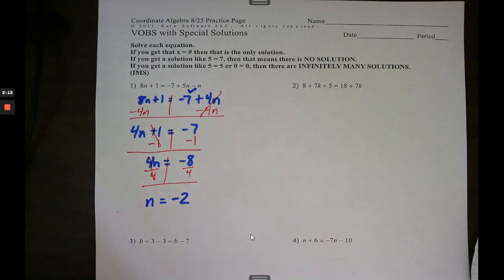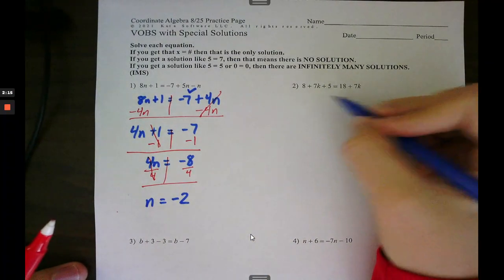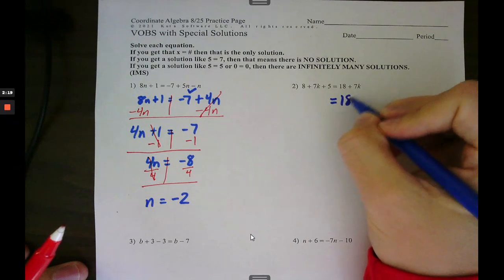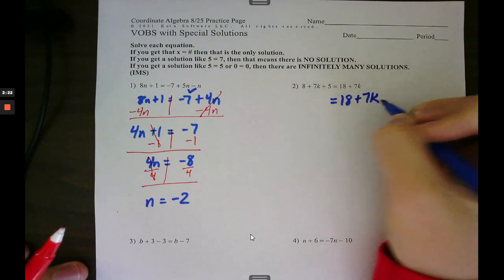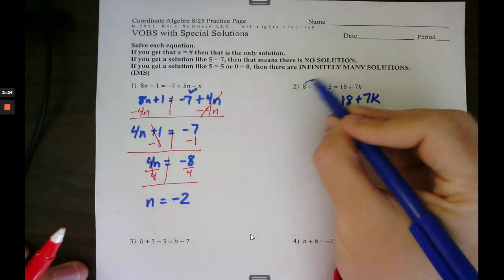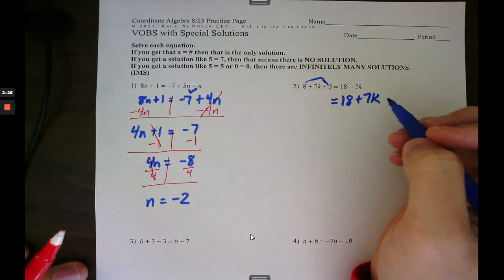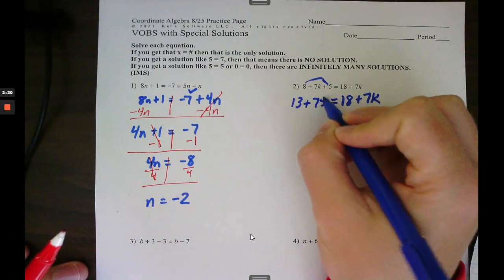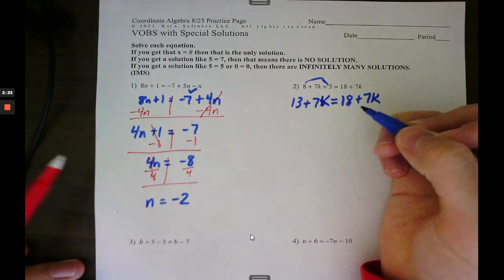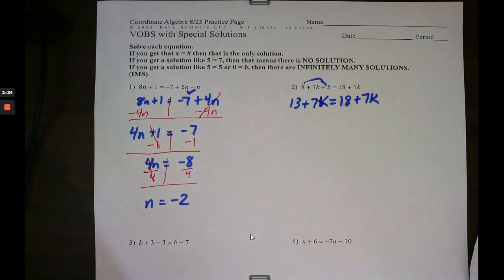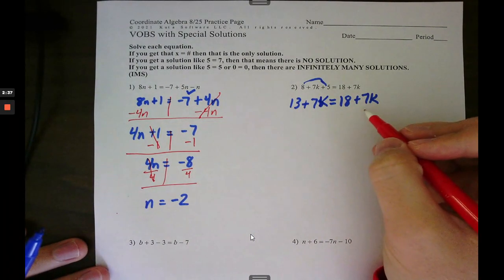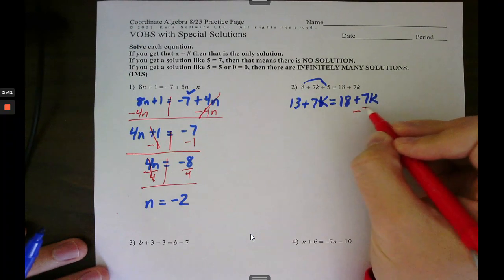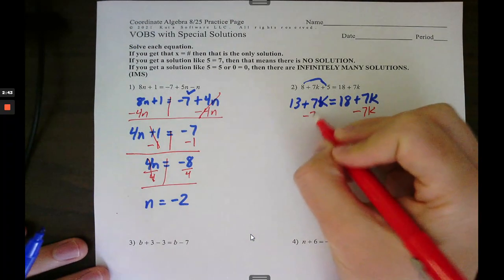Okay? Number 2. Again, look for any like terms. I don't have any on this side, so I know it's going to come down the same. And on this side, the 8 and the 5 are like terms. So 8 plus 5 is 13 plus 7k. Alright, this time I want to get my k's on the same side, and I notice I have the same thing. So I'm going to subtract 7k from both sides.